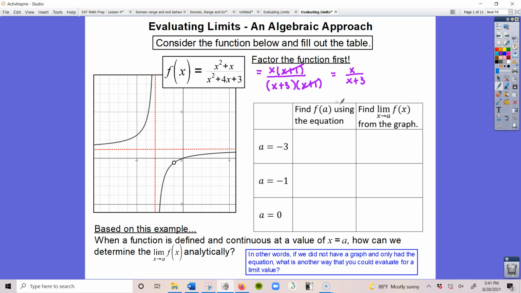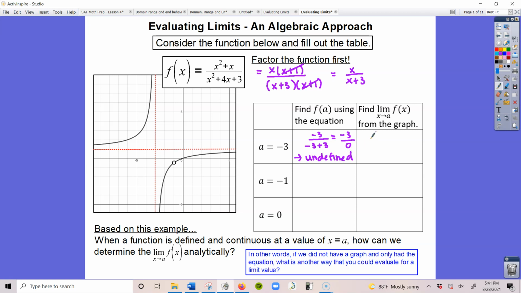Now, let's see what happens if I take these numbers and plug them in. So first, that's what this says: find f of a using the equation. And here we have three values of a. So first, we're going to plug in negative 3. So we get negative 3 over negative 3 plus 3, which leaves me with negative 3 over 0. Now we know that we can never have 0 in the denominator, so that means that f of negative 3 is undefined.